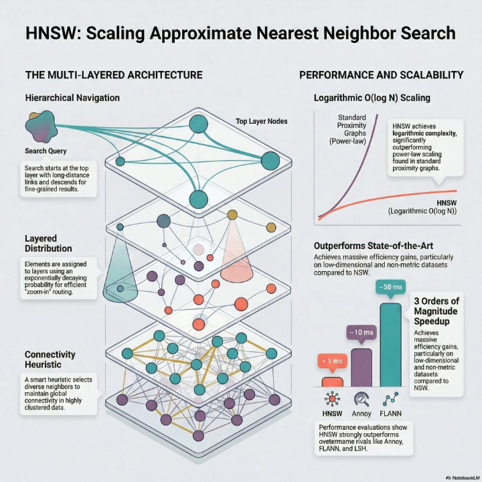Because real-world data is nasty. It's not clean. It's clustered. It has voids. It has disconnected islands. Without this heuristic, the greedy search would find the first cluster and get stuck in it, thinking it had found the best answer. With the heuristic, the graph maintains global connectivity. It gives you a much, much higher probability that you can get from anywhere to anywhere else efficiently.